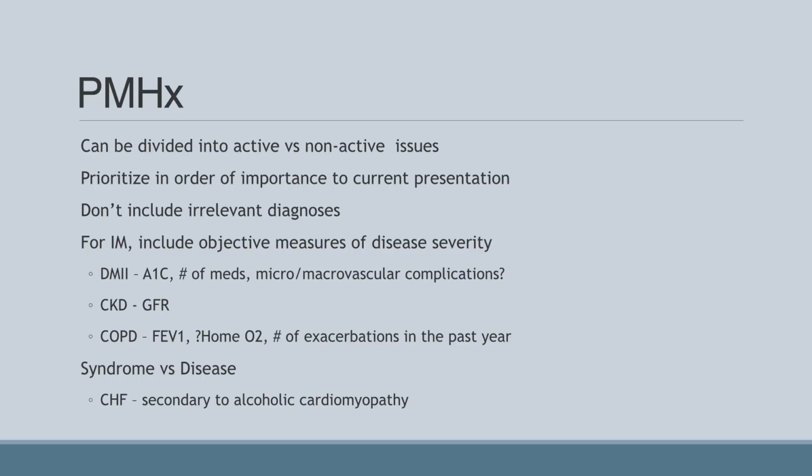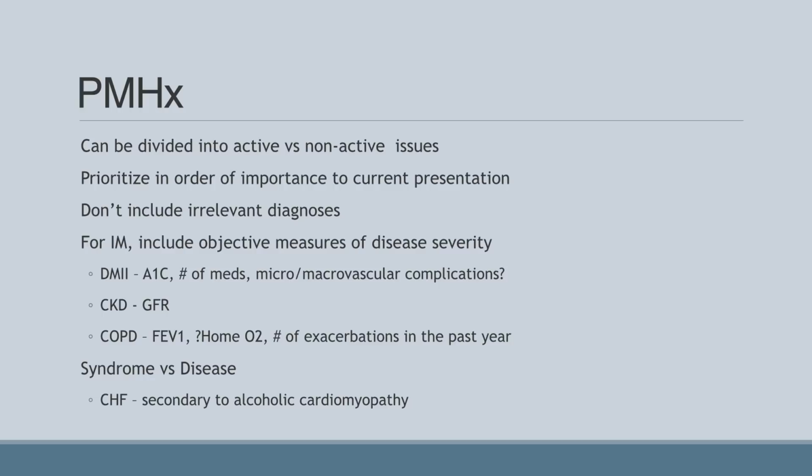Or say they have CKD. What was their most recent GFR? Are they on hemodialysis? If they have COPD, what was their most recent FEV1? Are they on home O2? And how many exacerbations have they had in the past year? You get the idea. When possible, try to give objective measures of disease severity.